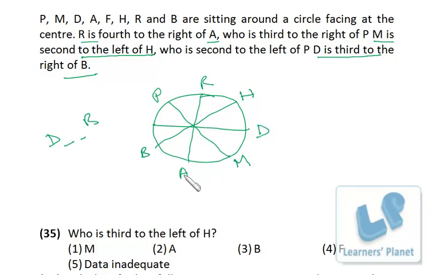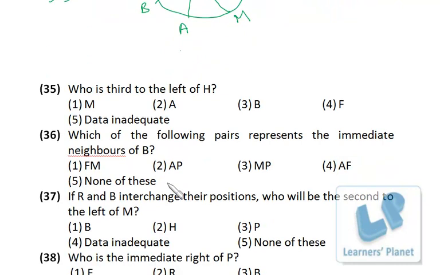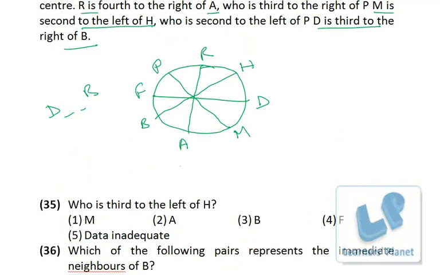Now we are left with only a few. A is there, B is there, P, R, P is there, R is there, H is there. We are just left with F. So I just put F over here. So this arrangement is complete, and on the basis of this arrangement, these 4 questions are there. So you can answer all the questions easily. Okay, I hope you are clear with this arrangement.